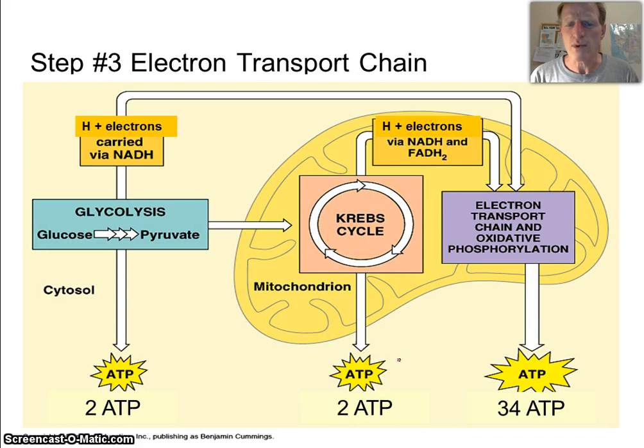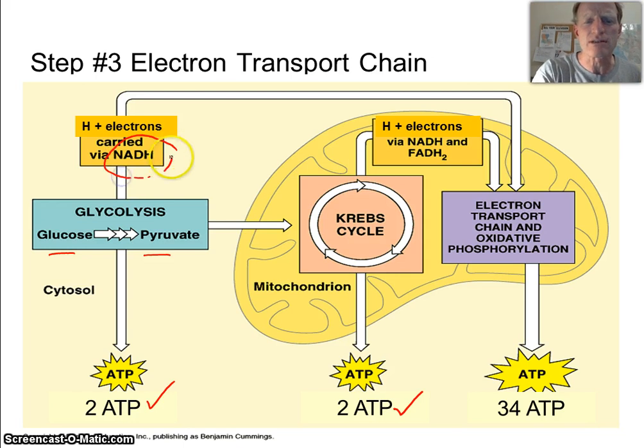So we have glycolysis, we've split glucose into 2 pyruvates, and we've got 2 ATP. We then have fed the 2 pyruvates into the Krebs cycle. We've got 2 more ATP, but again, we've got all these hydrogens that we've extracted with their high energy electrons. And now we're going to pass those to this series of proteins on the inner membrane.